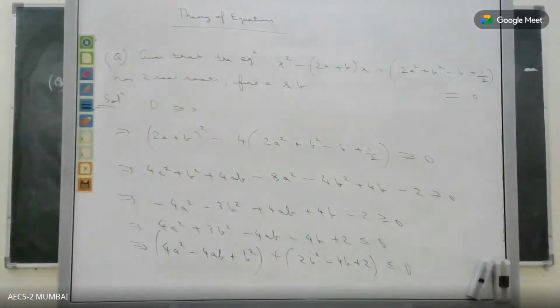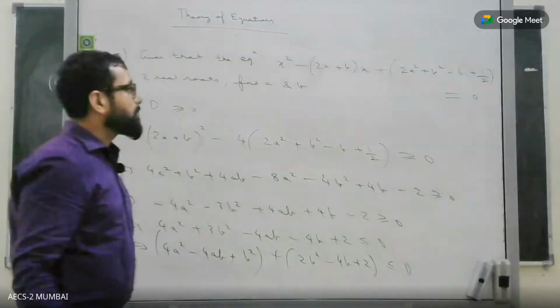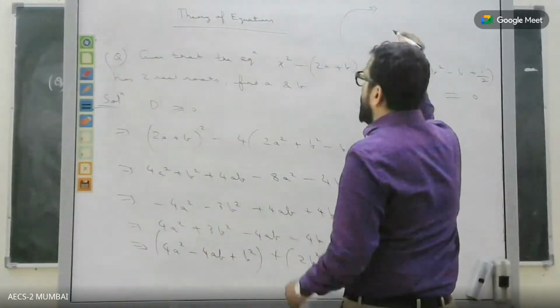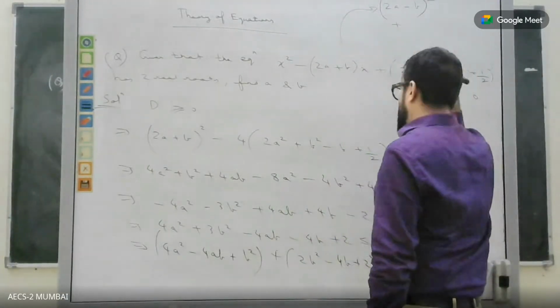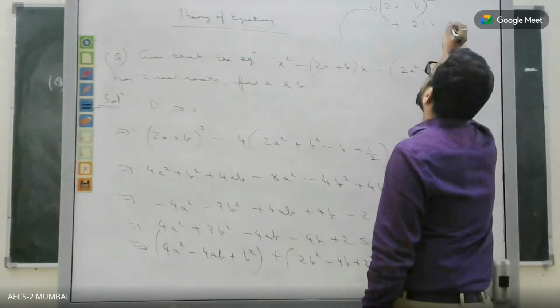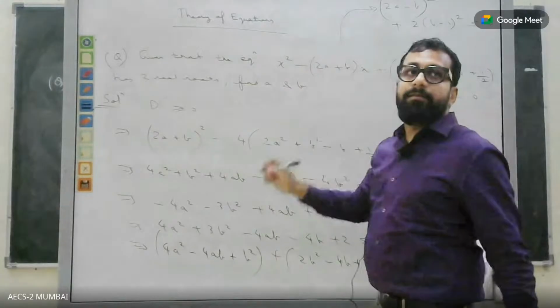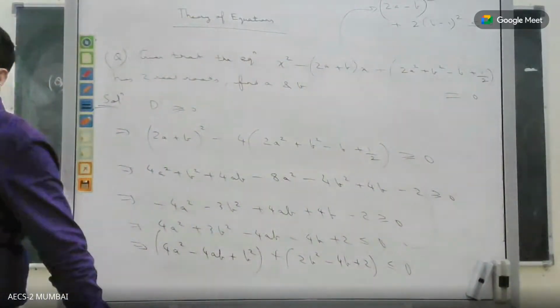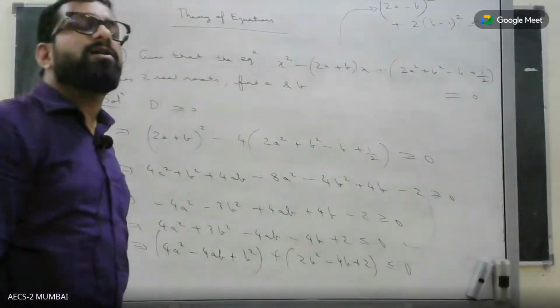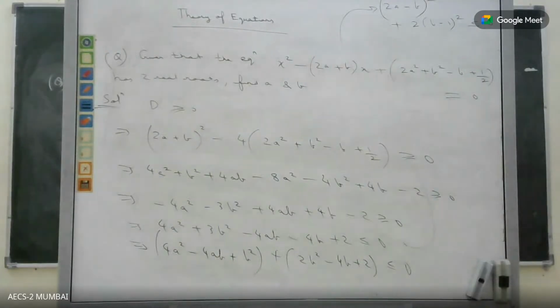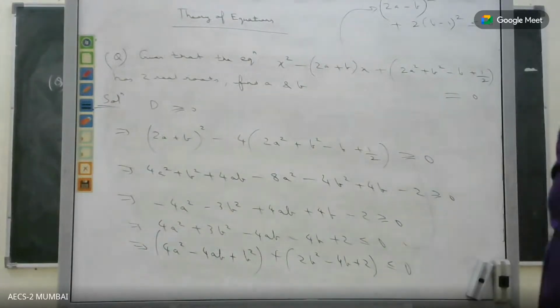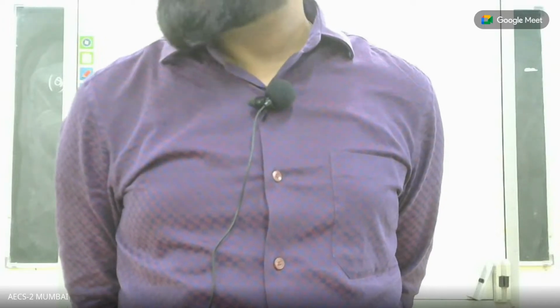ऐसा आएगा? बोलो. यहाँ से क्या मिल रहा है मुझे? ऐसा आ रहा है? Yes, sir. So basically you are getting the sum of two perfect squares is less than or equal to 0, right? Yes, sir. Can the sum of two perfect squares be negative? Perfect squares cannot be negative. Their sum cannot be negative, right?